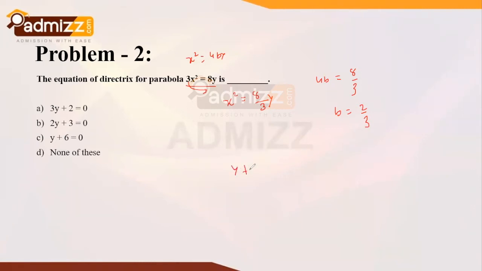So we write the equation of directrix as y + b = 0, and then we substitute the value. So it is y + 2/3 = 0, and 3 gets multiplied over here. If we take LCM, it is 3y + 2 = 0. So let's have a look at the answer. Very good, I can find that many of them have already answered in the chat window. So yes, definitely the answer is A, that is 3y + 2 = 0.